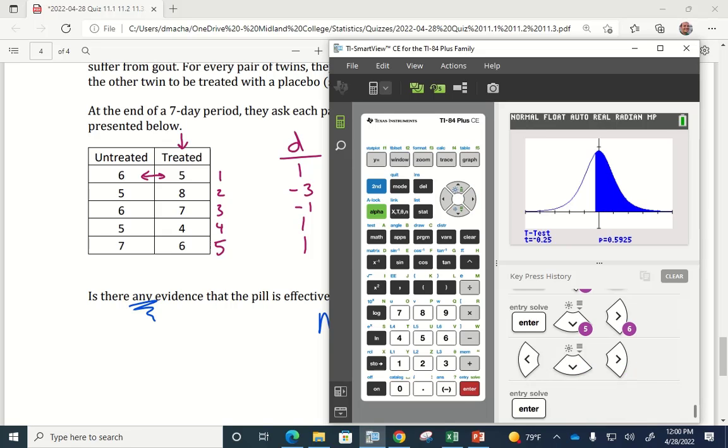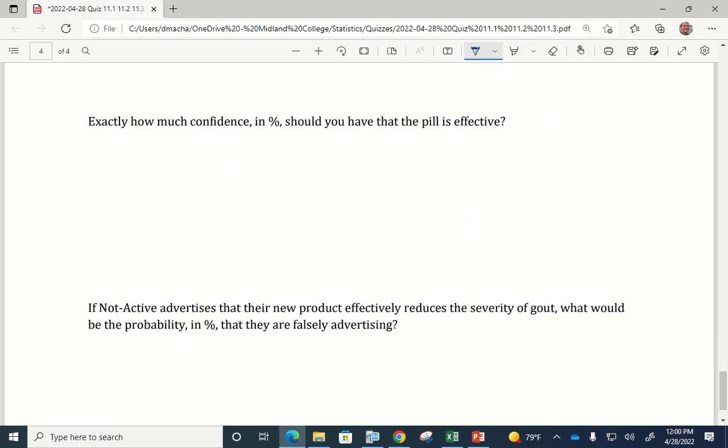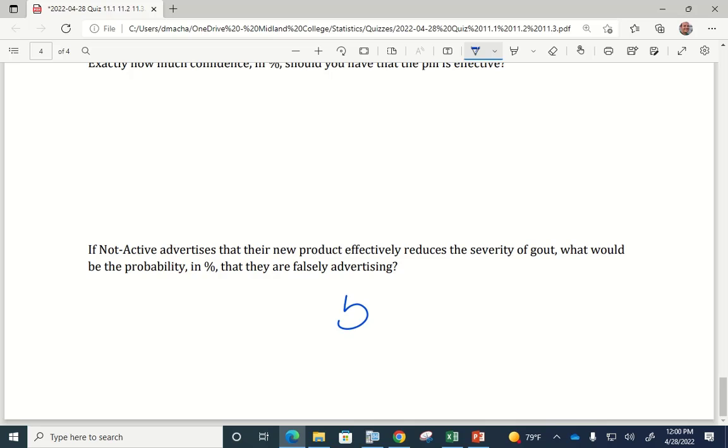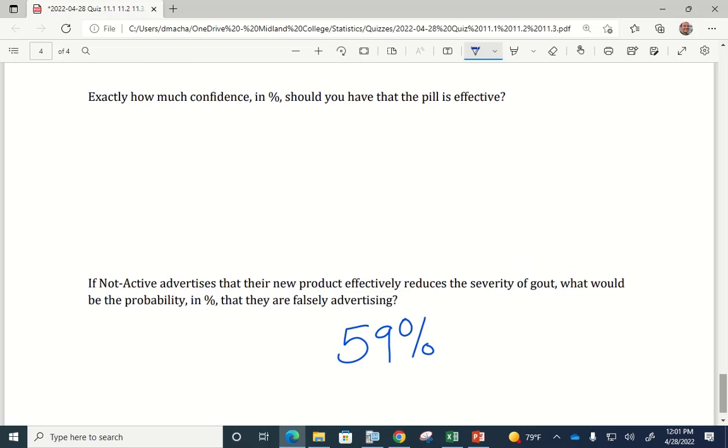And notice that this time, again, the shaded region represents the probability that you're wrong. So my p-value is 0.59. And if my p-value is 0.59, that means there's a 59% chance that this pill does nothing. And the amount of confidence you should have is less than half. And it's maybe a little bit important to talk about that we've really found no evidence whatsoever that this works.